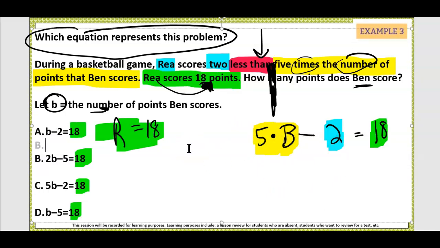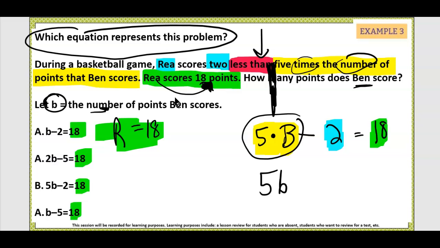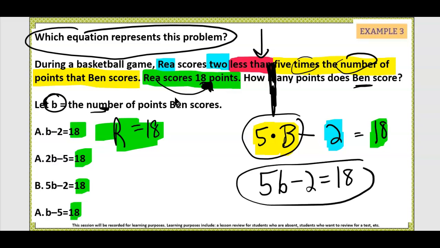Now, does this look like any of our answer choices? Let's see, 5. Oh, I see what they're doing. They're not putting the dot in there. So we'll take the dot out. We'll be sophisticated and elegant, but simple. So here they're just writing 5b, and they're using lowercase letters. So I'll just do that. Minus 2 equals 18. So now do we see this over there anywhere? Yeah, right here it is. There's the ticket.